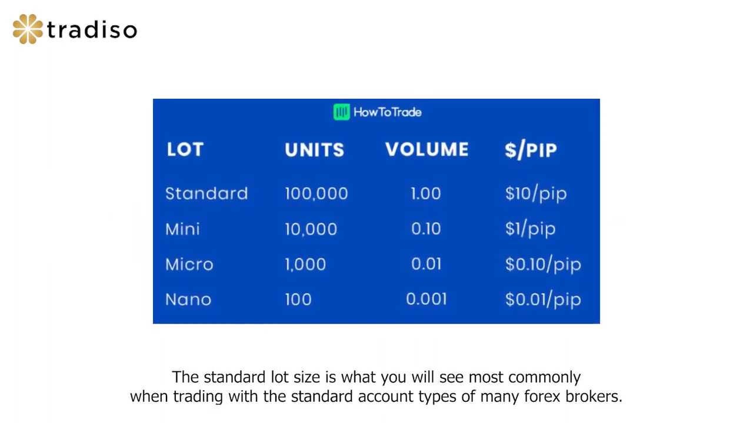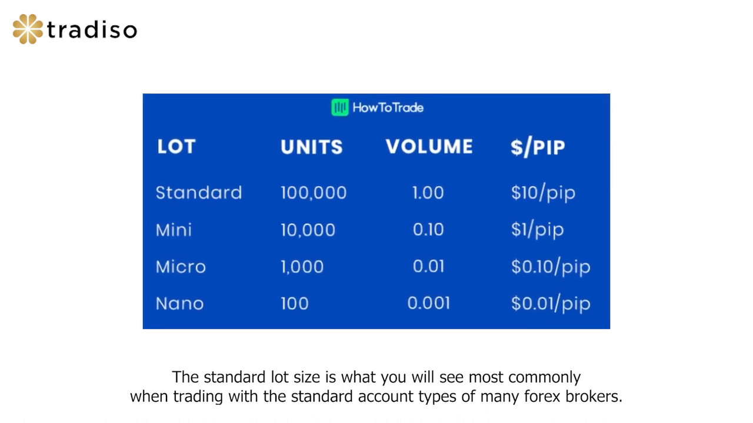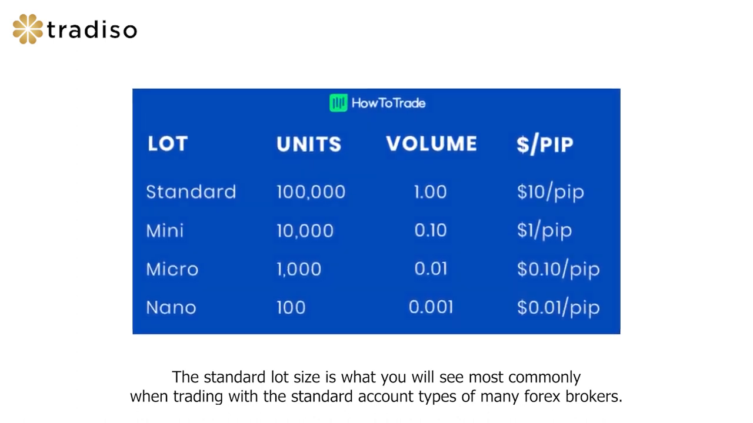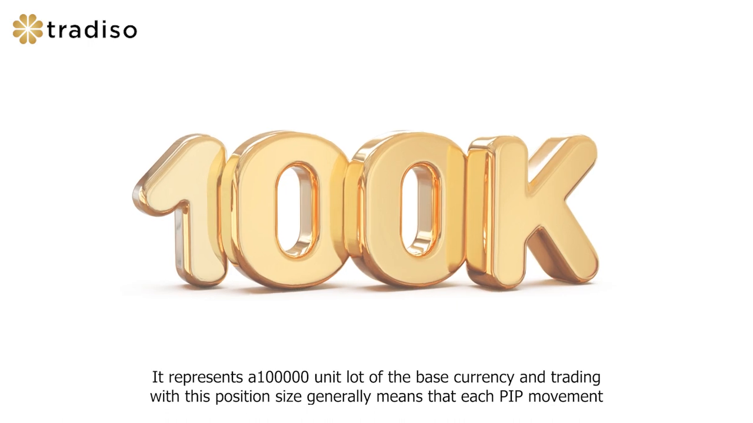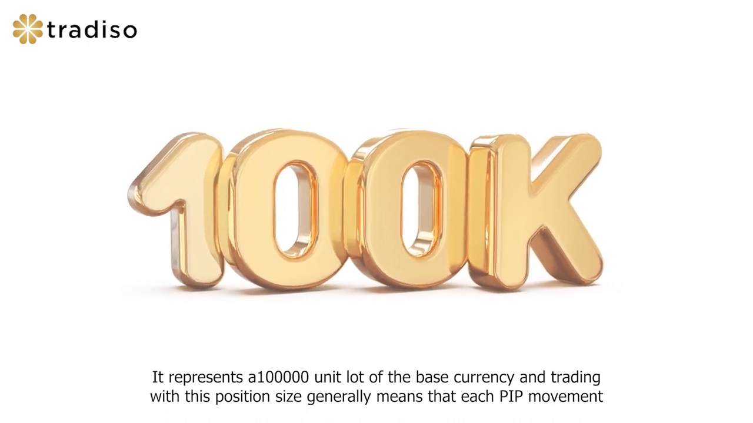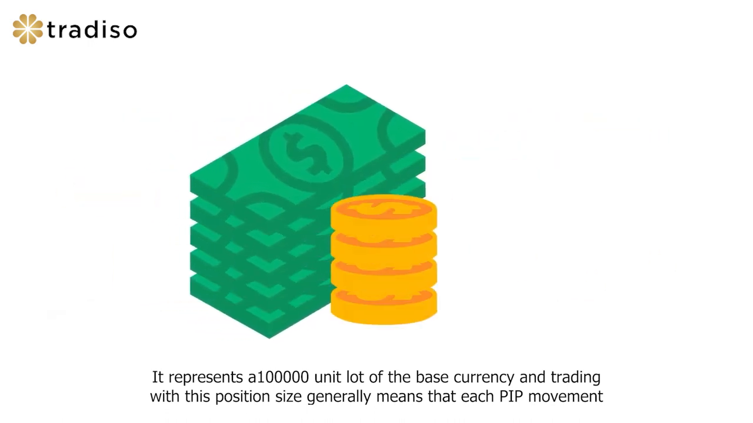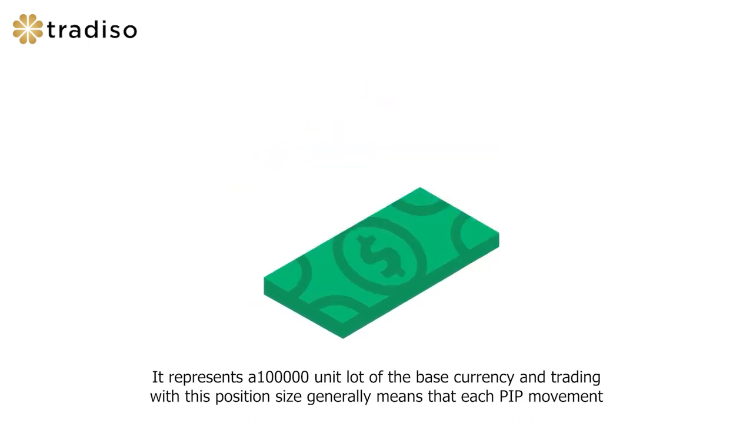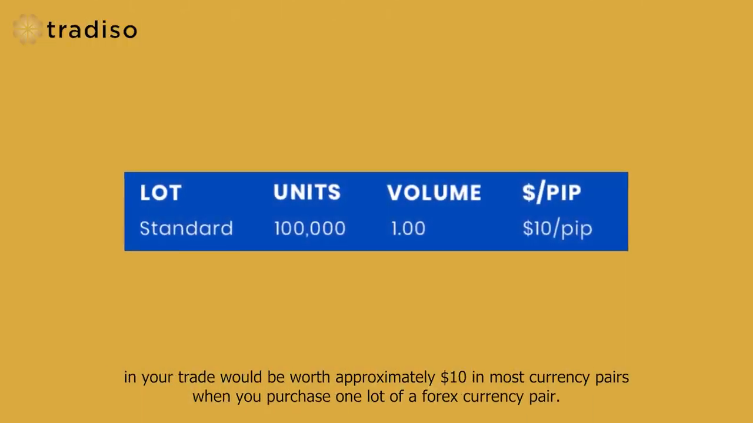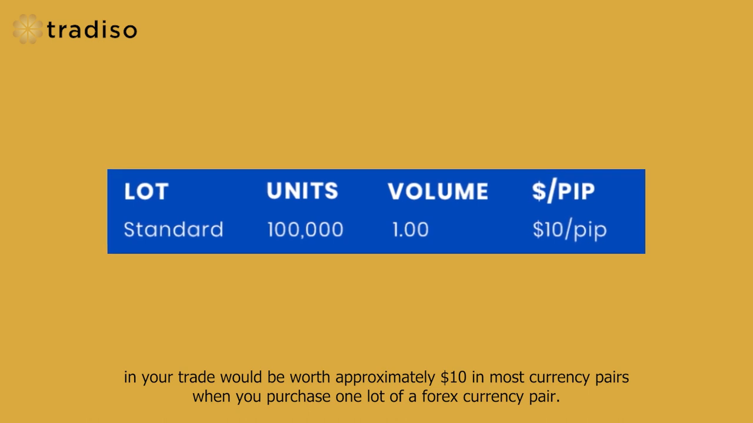The standard lot size is what you will see most commonly when trading with the standard account types of many Forex brokers. It represents a 100,000 unit lot of the base currency, and trading with this position size generally means that each pip movement in your trade would be worth approximately $10 in most currency pairs.